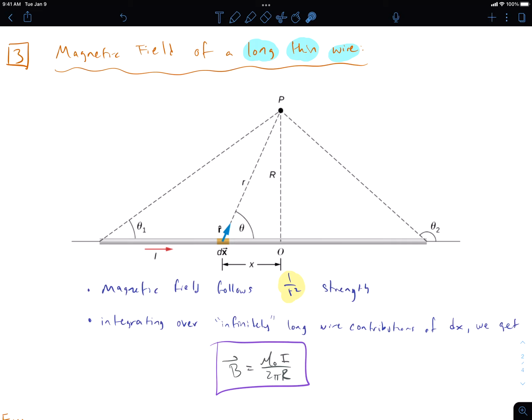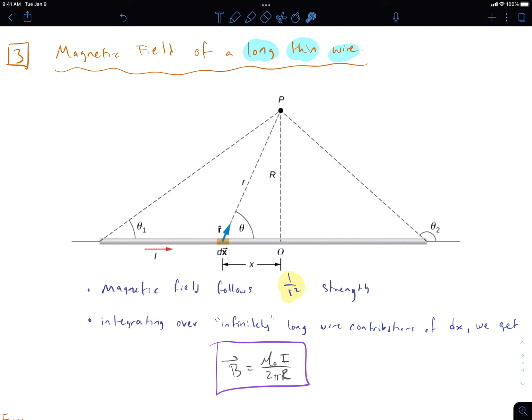So what makes this different than our first case? Our first case was, remember, a small segment of wire. So we have this little dx or dl segment of wire, and it creates some contribution of magnetic field to point P. But now what we're going to do is, this has an angle, right? We solved this. We have an angle. We have a radius. We've done this for part one.